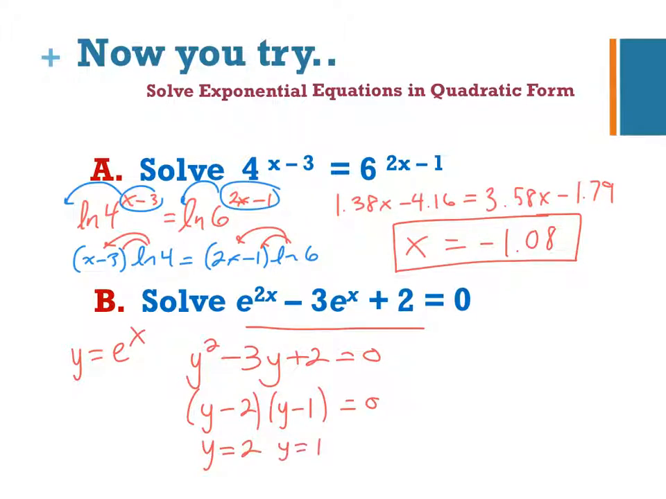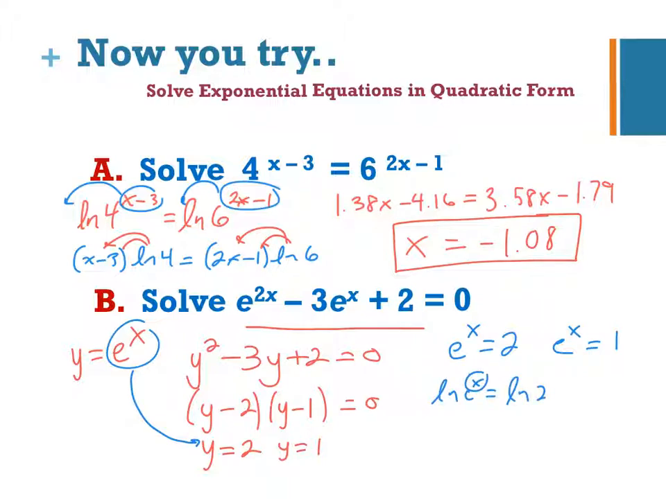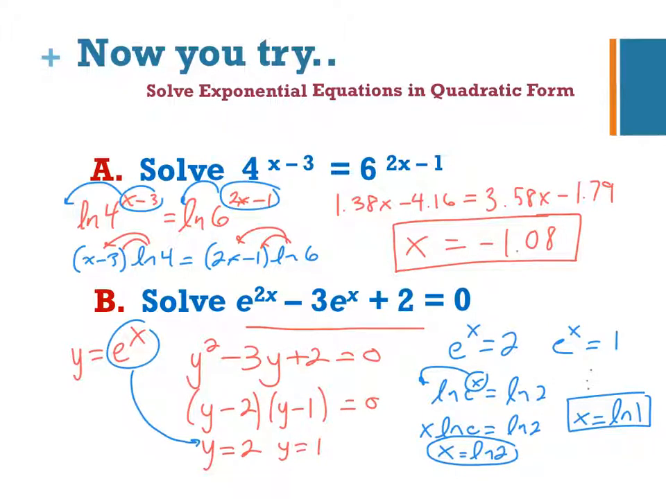But remember, we let y equal e to the x. So if I sub e to the x back in, this really means solving e to the x equals 2 and e to the x equals 1. Taking the natural log of both sides, you'll get your answer, because bringing the x down, natural log of e is just 1. So my answer becomes natural log of 2, whatever that decimal is. And if I do the same process, you'll get the natural log of 1 for your answer there.